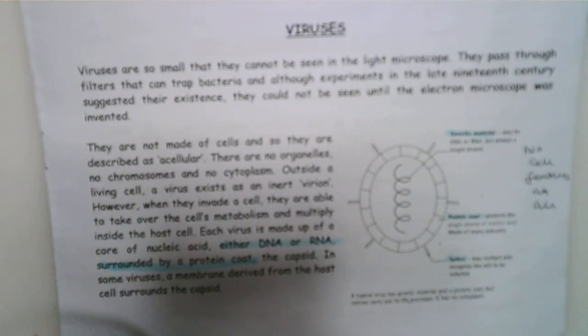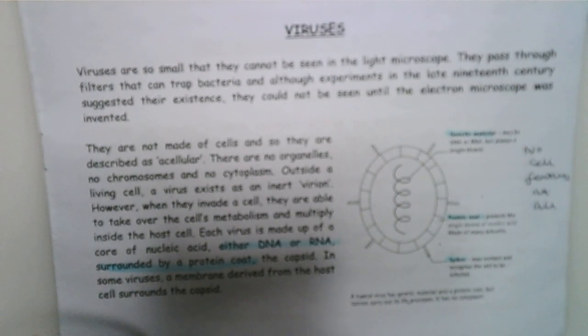Viruses are small, so they can't be seen in a light microscope. They pass through filters that can trap bacteria, and although experiments in the late 19th century suggested their existence, they could not be seen until the electron microscope was invented. They are not made of cells, so they're described as acellular. There's no organelles, no chromosomes, and no cytoplasm. Outside a living cell, a virus exists as an inert virion.